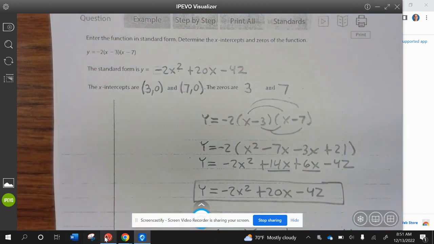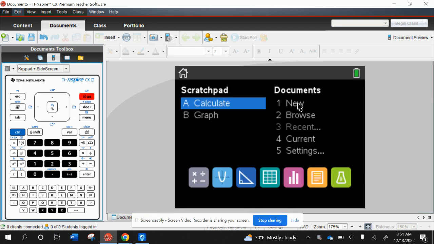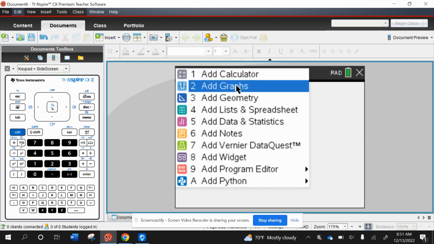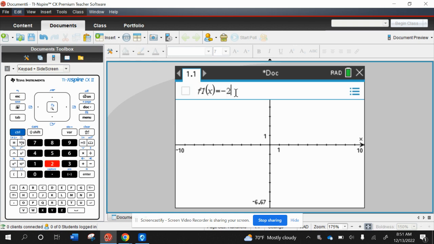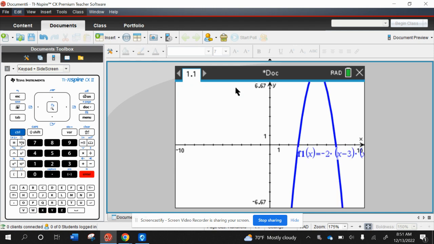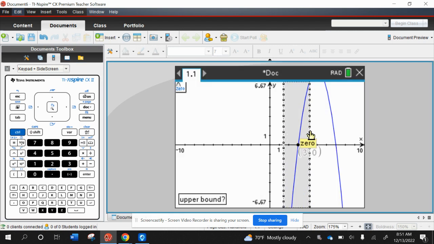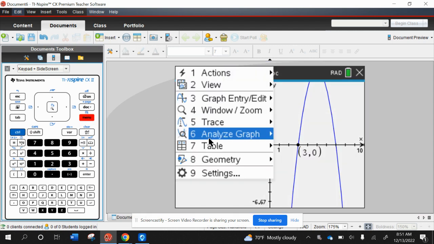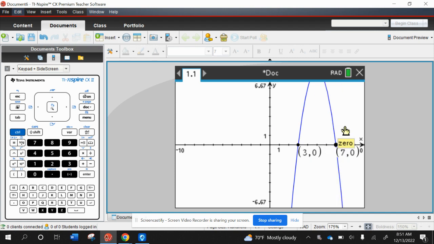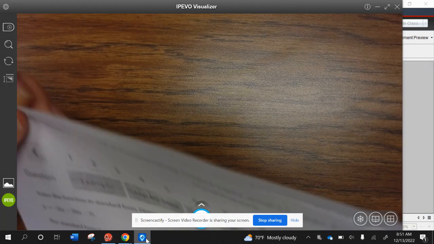All right, let's go ahead and use our calculator to check that. So we're going to go to On, New Document, No, Add Graph. We're going to graph negative 2 times (x minus 3) times (x minus 7). We're going to click and delete the equation. Now to find the zeros, we're going to go to Menu, Analyze Graph, Zero, click, drag, and you can see that our answers are correct at (3, 0) and (7, 0). Now let's take a look at the next example.